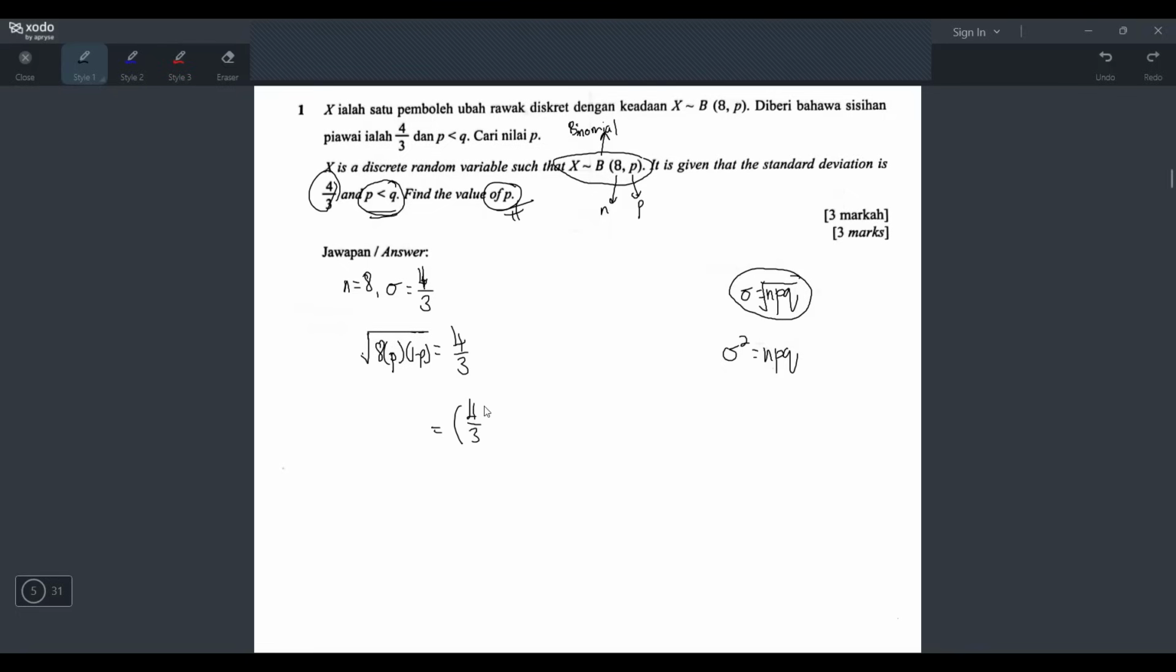All right, now I'm just going to move the square root to the other side. So it becomes 4/3 bracket square, and it will end up with 16/9. Okay, you can use your calculator to help you. Then what about on the left-hand side? The left-hand side is just 8 times P, which is 8P.